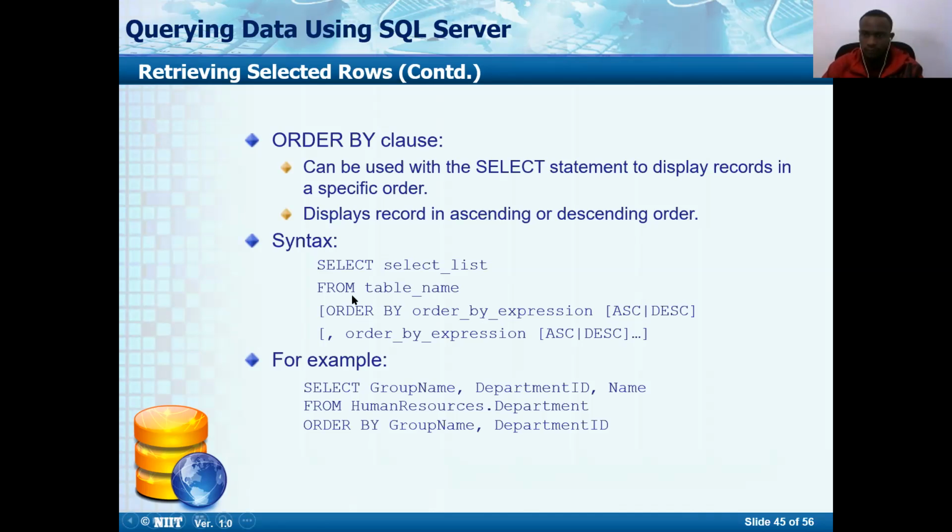So you would say order by followed by the column name, and you indicate whether it's ascending or descending. By default, if you just say order by, it will sort them in ascending order. But if you want to sort in descending order, that is starting with the biggest and ending with the smallest, then you have to specify the word DESC.